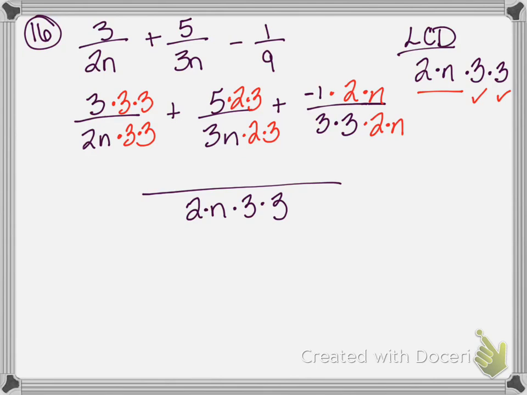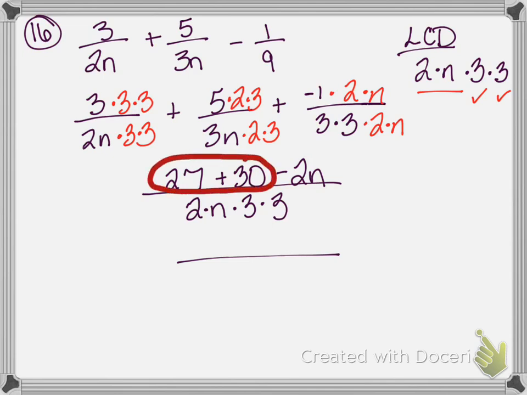Okay? 3 times 3 times 3 is 27. 5 times 2 is 10, times 3 is 30. Negative 1 times 2 times n is negative 2n. Now, at this point, I can combine these like terms. So I'm left with 57 minus 2n. And here, when it's just multiplied in the denominator, I go ahead and combine those, and I get 18n. Okay?